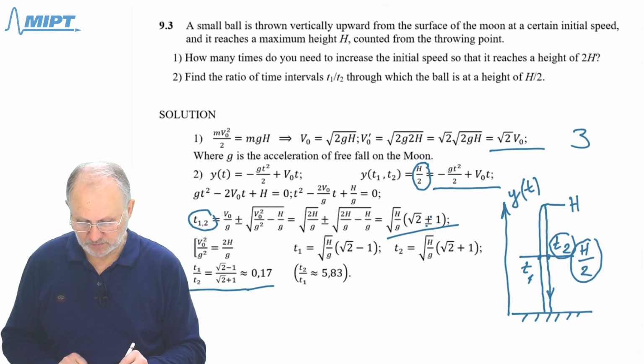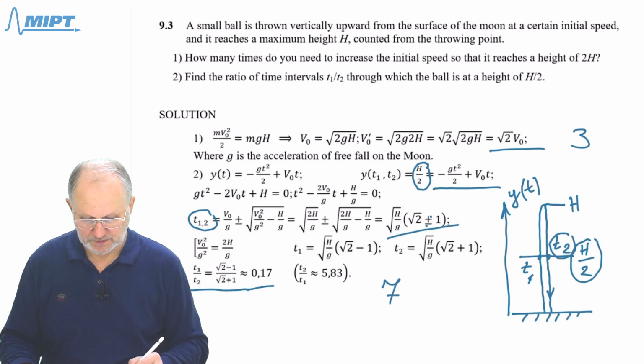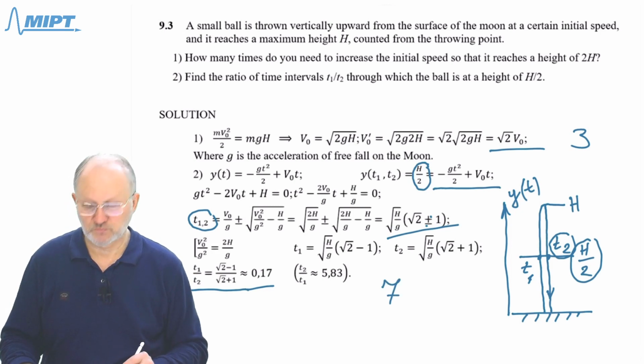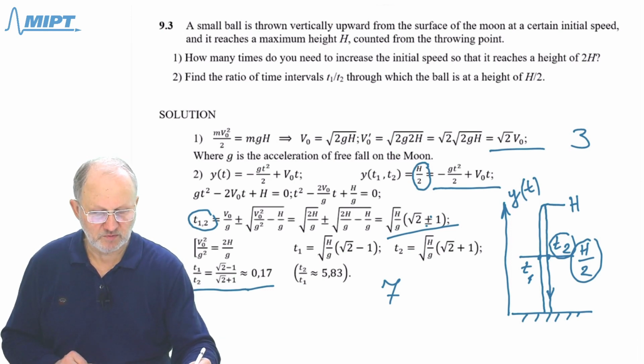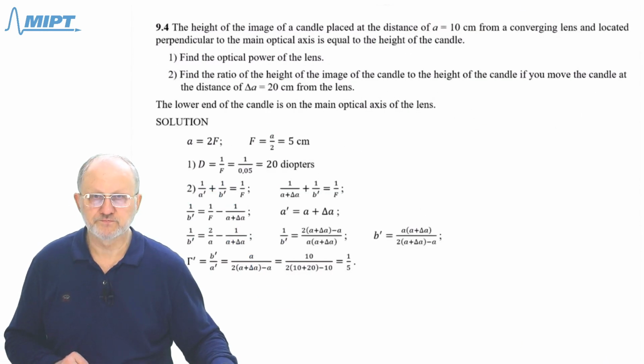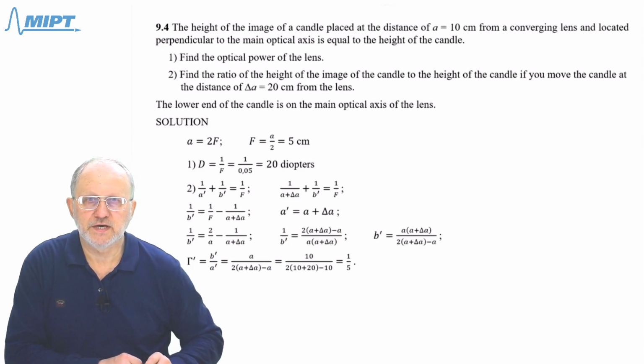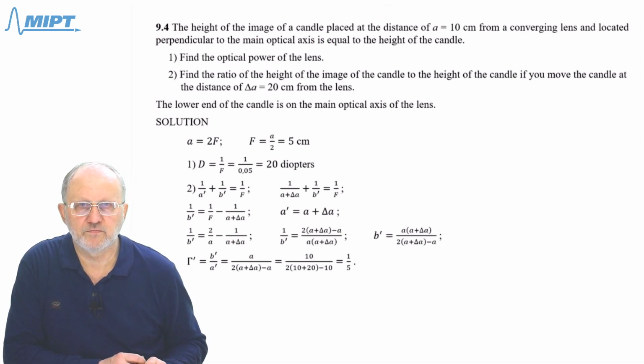If you obtained this result, then you will be given 7 points for the second question in this problem. Now we go to problem number 9.4. The height of the image of a candle placed at the distance 10 centimeters from a converging lens and located perpendicular to the main optical axis is equal to the height of the candle. Find the optical power of the lens.